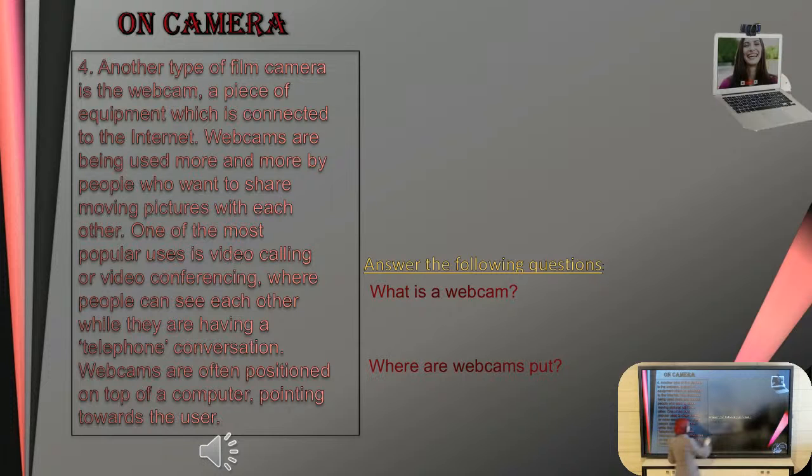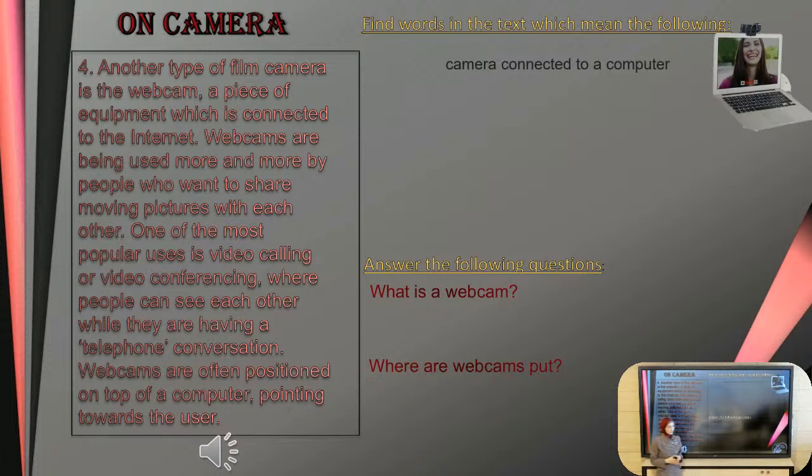We have the meaning of some words. Camera connected to a computer. We say it's a webcam. Now, conversation. It's the same as conferencing. The last one, in the direction of. In the direction of is the same as towards.